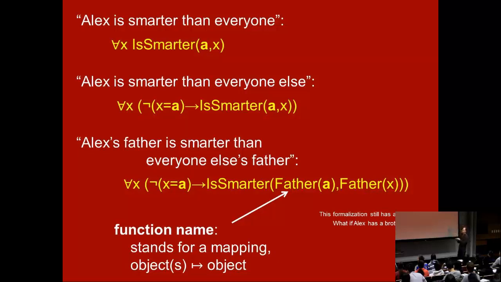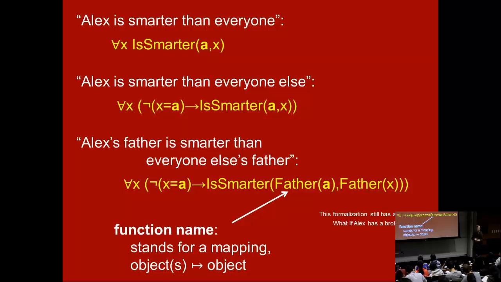So I wanted a concept that started with F for function. So here's a sentence, Alex's father is smarter than everyone else's father. You might specify it like this. For all x, if x is not Alex, then, see, this is the father of Alex, and this is the father of x. We say that this person is smarter than this person. So what is the difference between a function and a relation? A relation maps objects to true or false. A function maps objects to other objects. Okay, so this is the function name father, which stands for a function which maps objects to objects. Okay, so I've kind of told you all the pieces of this first order logic stuff.